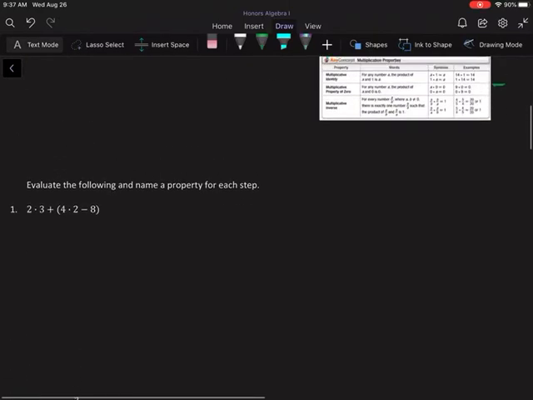So here we have basically evaluating this, right? And naming the properties for each step. So we know how to evaluate this, but we haven't ever named the steps. So that's what we're going to do. So the first thing we tend to do in here is we evaluate this, right?